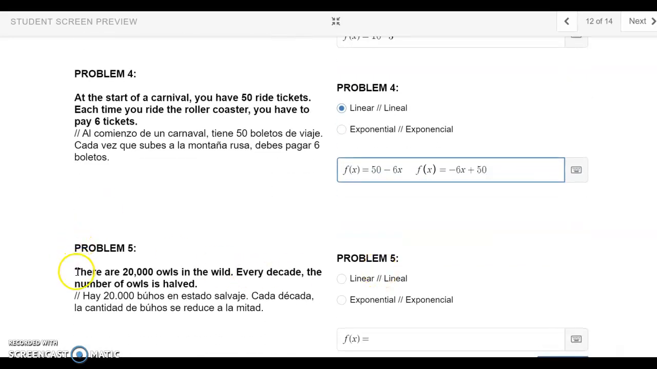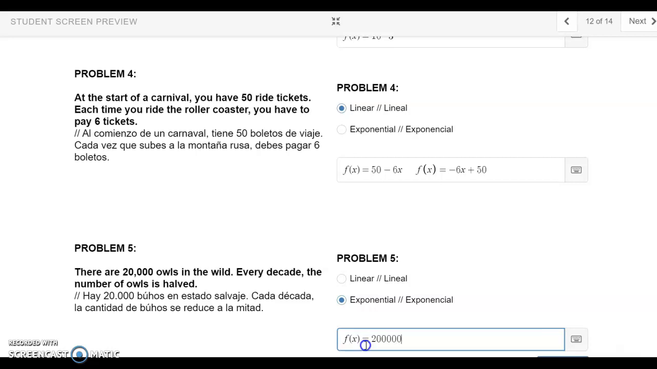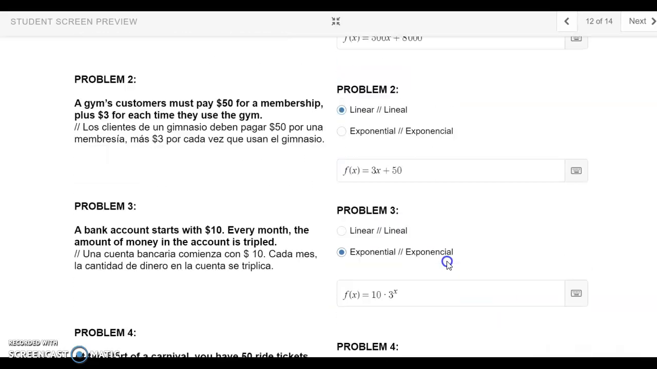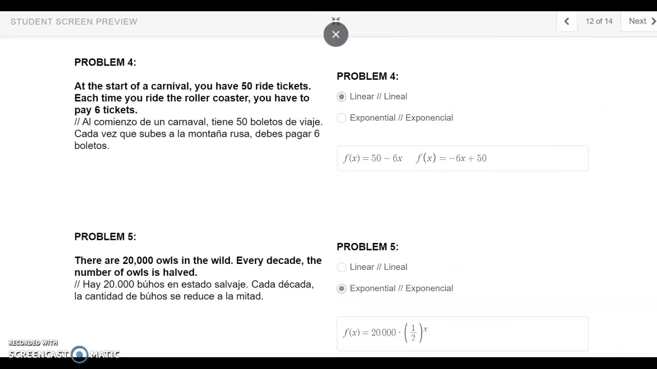All right, and finally, if there are 20,000 owls in the wild, every decade the number of owls is halved. Halving something is dividing it by 2, also multiplying it by 0.5. So this is exponential. My starting value is 20,000. I'm multiplying that times a fraction 1/2, all to the x. Sorry about that. It should look like this, to the x power. All right. So make sure you scroll back through these, pause it, check out your answers, and tell me what you need help with.